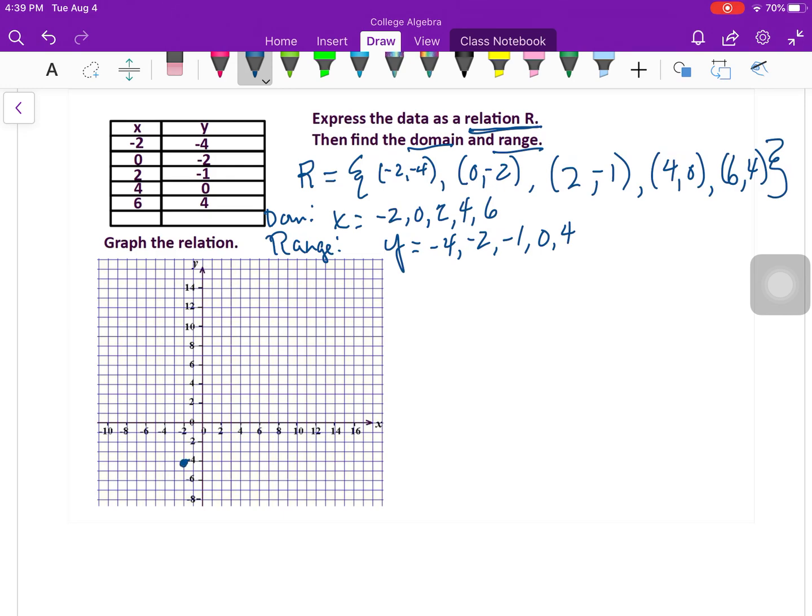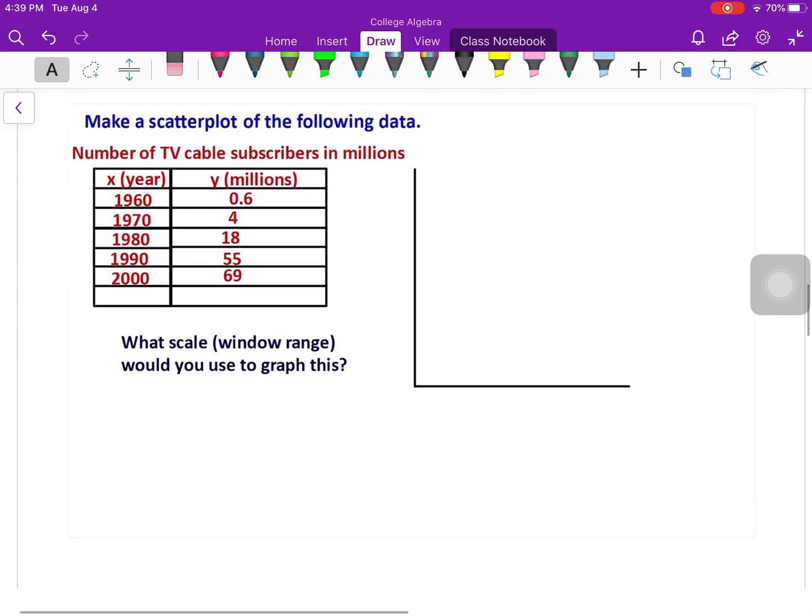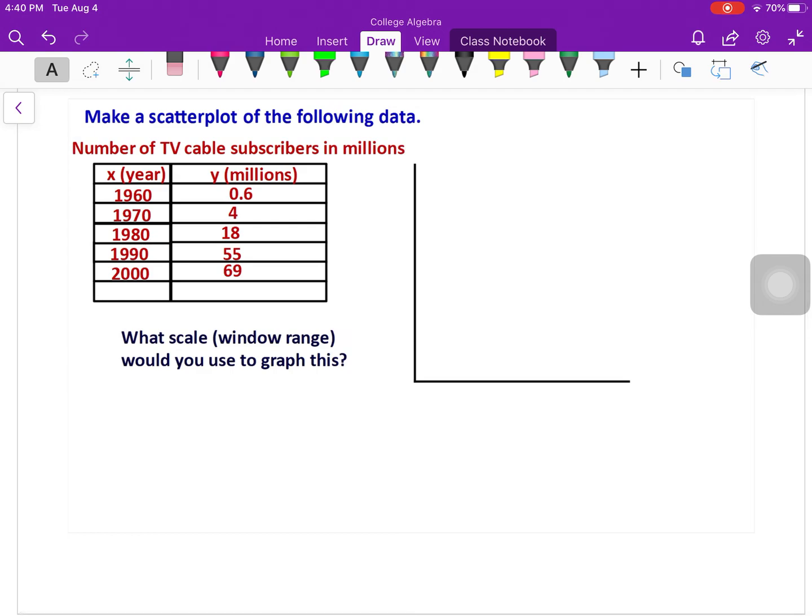Then it says graph the relation, which would be a display of our data. So (-2, -4) would be here. (0, -2). (2, -1). (4, 0). And (6, 4). And that is what our relation R looks like graphically.